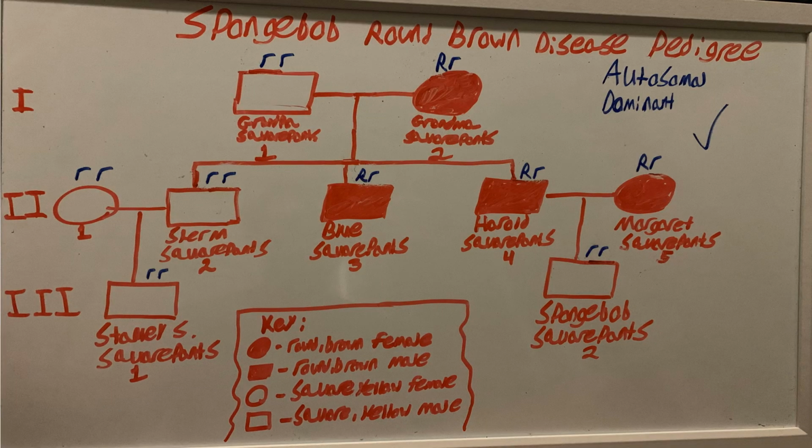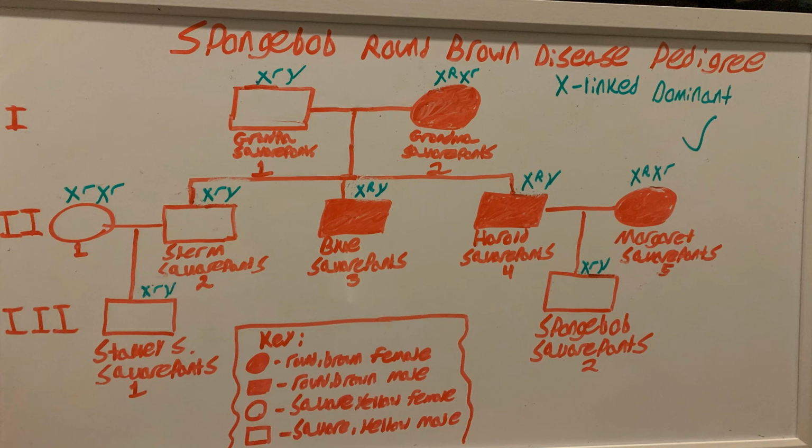Here we have autosomal dominant with all the filled-in genotypes, and as you can see, it works. And lastly, we examine X-linked dominant with all the filled-in genotypes, and as you can see, this also is a possibility.